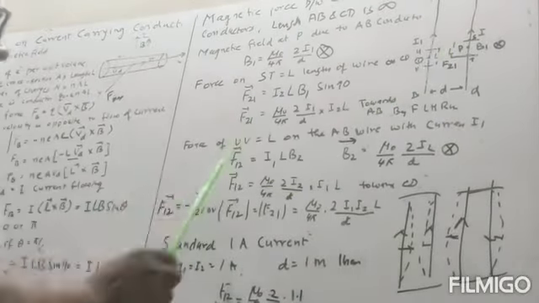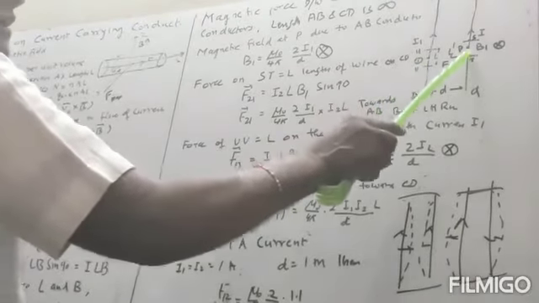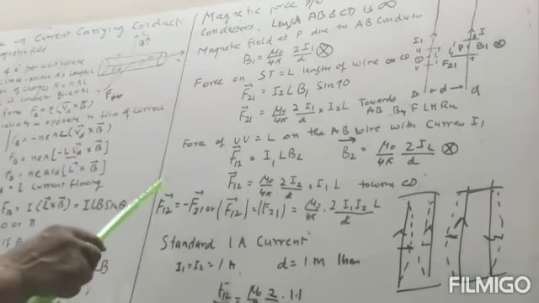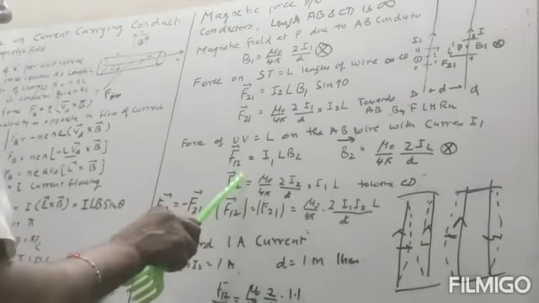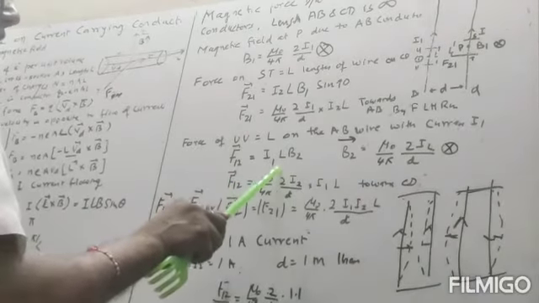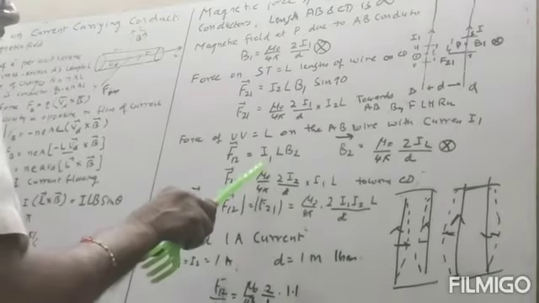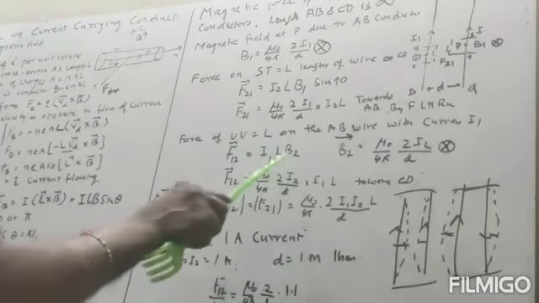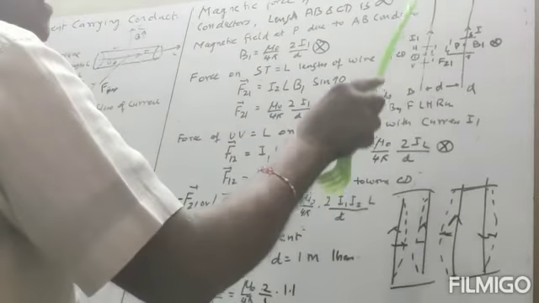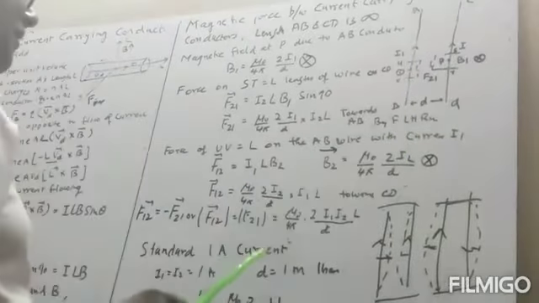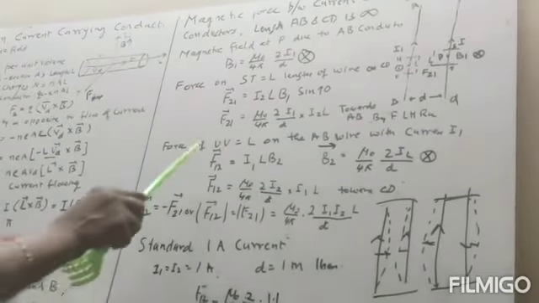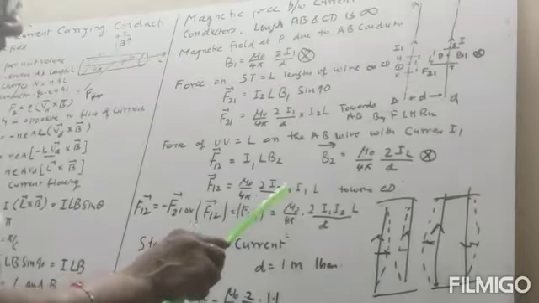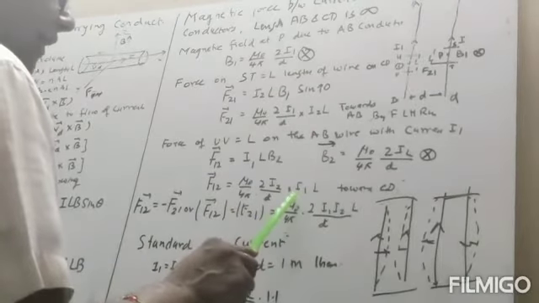So the force on wire number 1 due to current in the second wire, F12, will be equal to I1 into L into B2. I1 is the current here, L is the length of the small element, and B2 is the magnetic field at this point due to the current in CD. We substitute the value of B2 here, then F12 will be equal to mu 0 by 4 pi, 2 I2 by D, into L into I1.